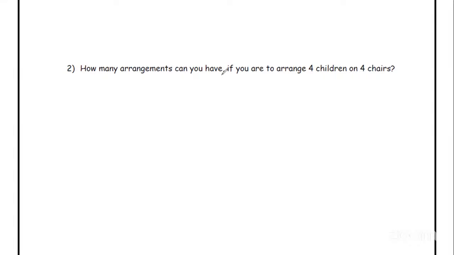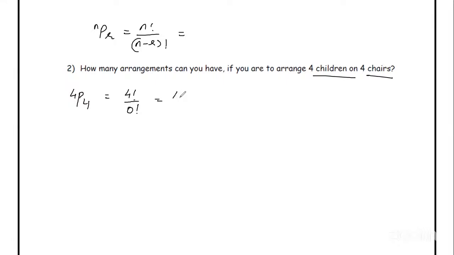How many arrangements can you have if you are to arrange 4 children on 4 chairs? So 4 children, 4 chairs is 4P4, which is 4 factorial upon 0 factorial. If you were to use nPr, which is n factorial upon (n minus r) factorial, in this case n is 4 and n minus r is 4 minus 4, 0 factorial. And remember, 0 factorial in permutations is 1. So your answer is 4 factorial or 24 ways.